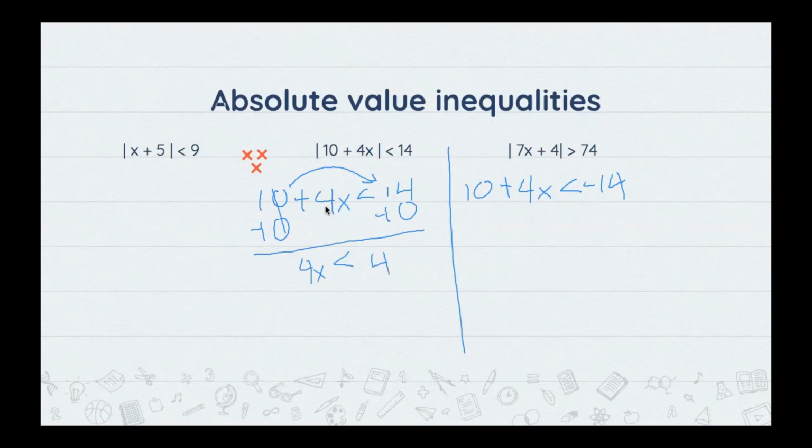What would you do next to isolate the x? You divide by 4. Right. So you would get x is less than 1. That's your first one. Now look over to the one with the blue arrows. What would you do here, the first step? You subtract 10. Good. So you get 4x is less than what? Negative 24.